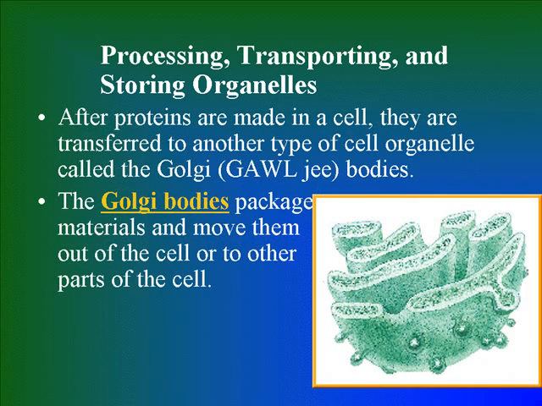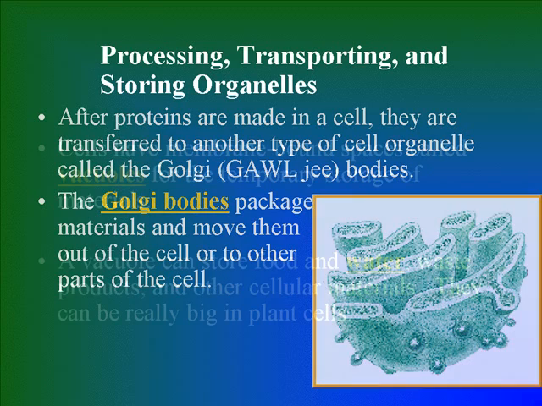Alright, so after proteins are made in a cell, they're transferred to another type of cell organelle called the Golgi bodies. Golgi bodies. What they do is they package it and move it out of the cell or into other parts of the cell. So they're basically the UPS system. They package and ship things where they need to go all over the cell so that the cell has it where it needs it.